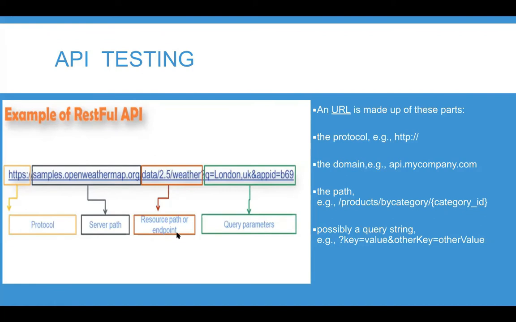So when you're dealing with APIs, people will be talking about endpoint. What is your endpoint? What's your endpoint? So the endpoint normally comes after the server part. You have your endpoint or your resource part.